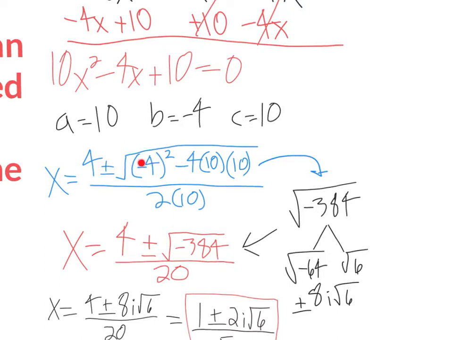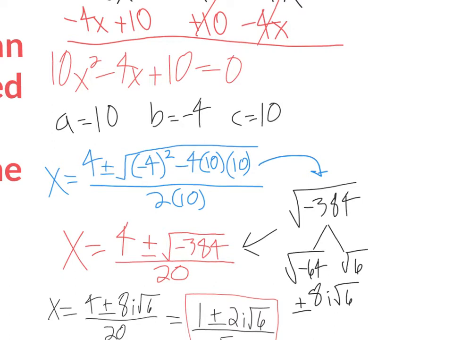So the negative 4 squared minus 4 times 10 times 10 ends up making negative 384. If you are not sure if a number is a perfect square or not, just take the negative out and type it into a calculator. The square root of positive 384 is like 19 something.